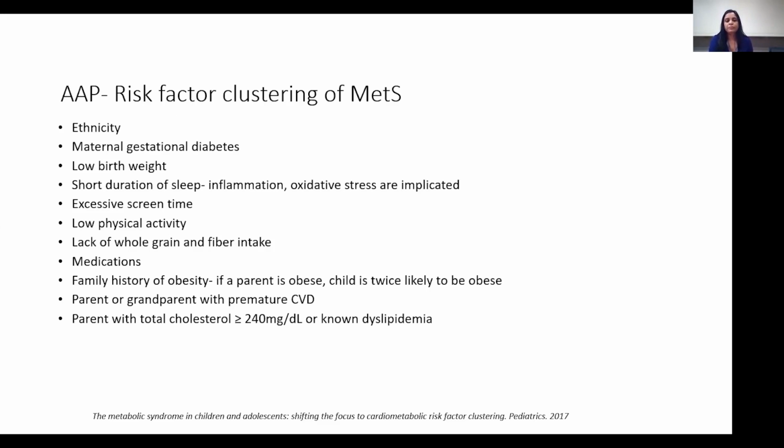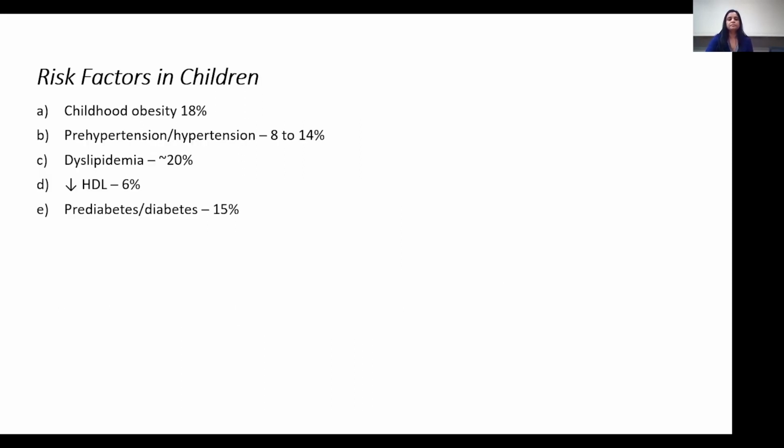Otherwise, family history of obesity. If a parent is obese, the child is twice as likely to be obese. Parent or grandparent with premature cardiovascular disease, parent with a total cholesterol more than 240. This is the risk factor clustering for metabolic syndrome.